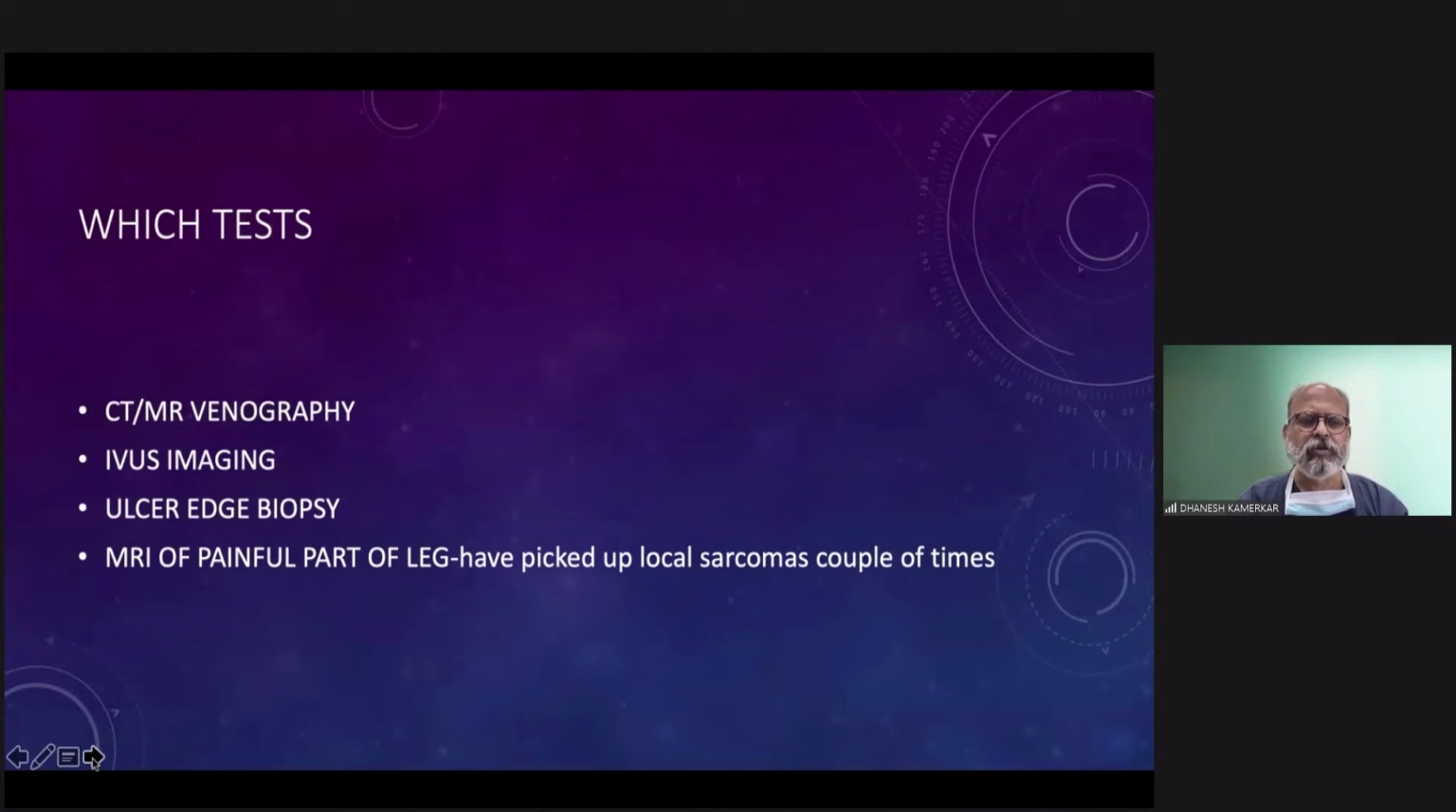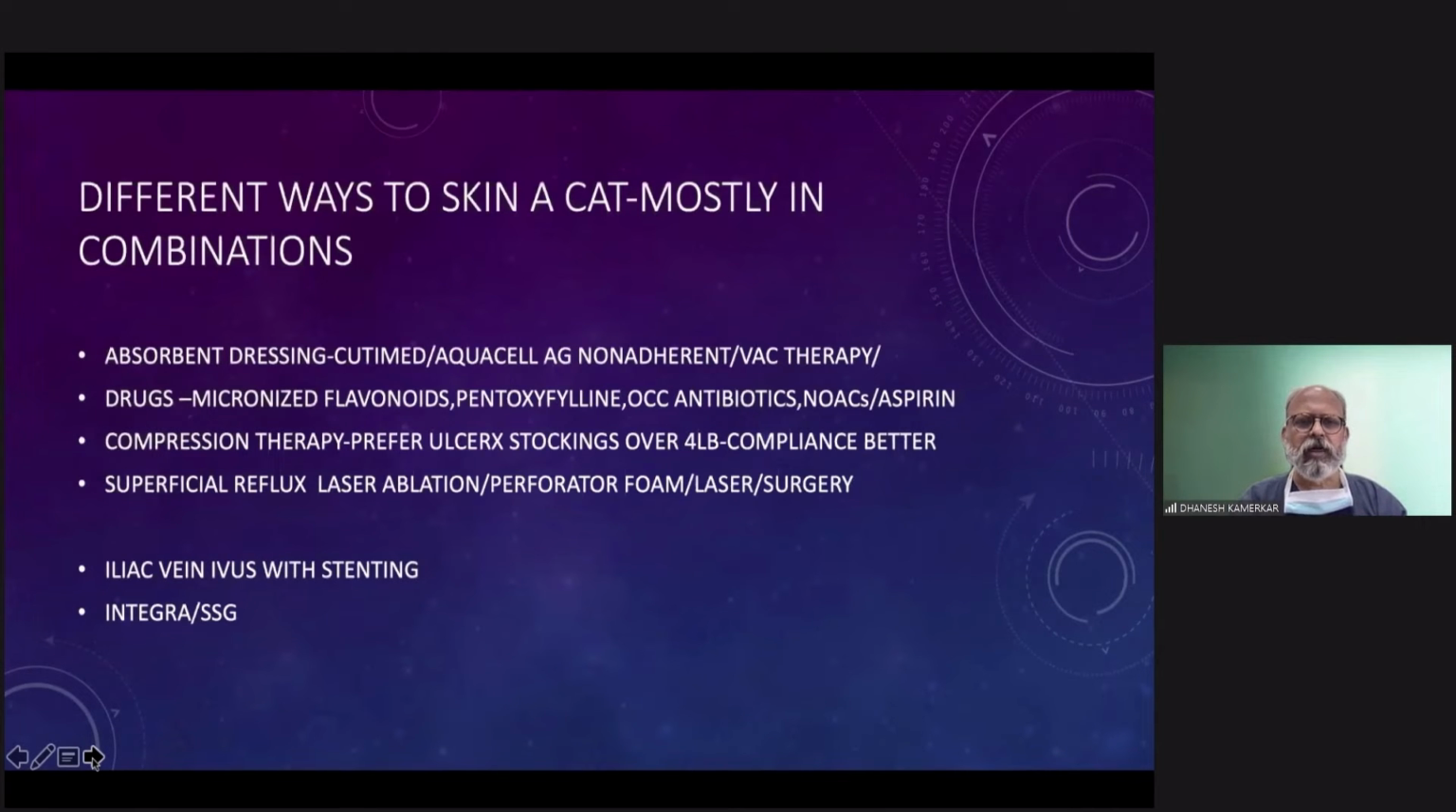Ulcer biopsy sometimes rules out vasculitides or even malignancies. And MRI of the painful part of the leg, because I have picked up local sarcomas a couple of times. So if somebody has a painful leg with varicosities and ulcerations which are not corroborative, then definitely rule out local pathology with an MRI.